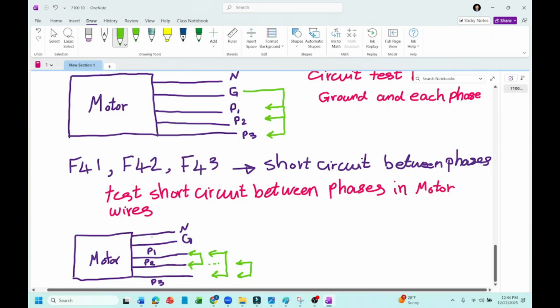It could be different reasons. Sometimes they put the motor to work in watery or humid places and that makes a short circuit, and you never know. So if you get any of these 41, 42, 43, just make sure to check the short circuit between phases in your motor. Again, it could be just the wire you use to connect the motor to the VFD, or it could be the motor itself, with the short circuit happening inside the motor rather than in the cable.